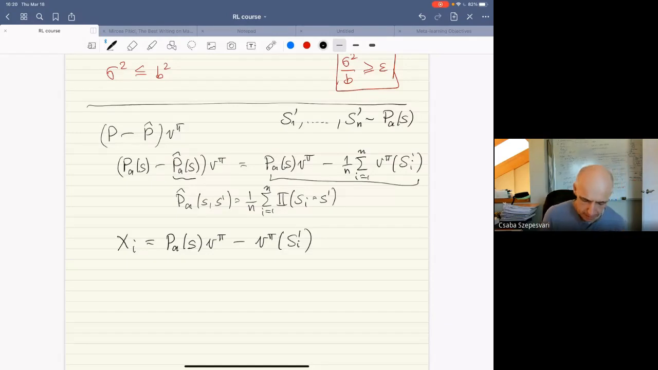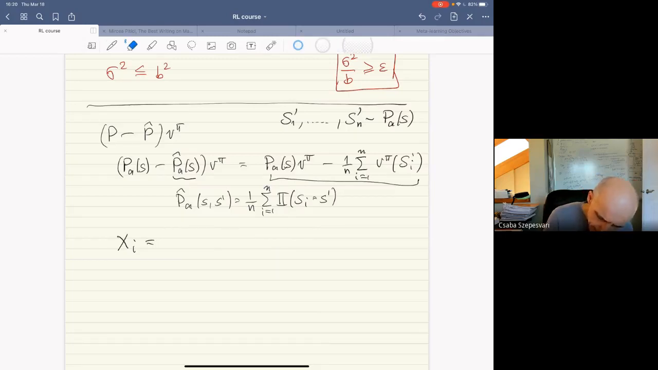It's between minus 1 over 1 minus gamma and 1 over 1 minus gamma, but you can refine all of this so that you can still stick to the 0 to 1 over 1 minus gamma. Just don't do this. Just the xi, because we were subtracting the mean. So the xi is just going to be v of pi of s i prime, right? It's just that thing. We don't have to subtract.